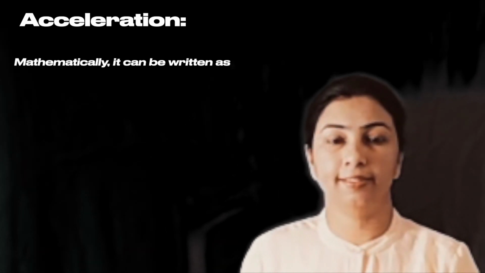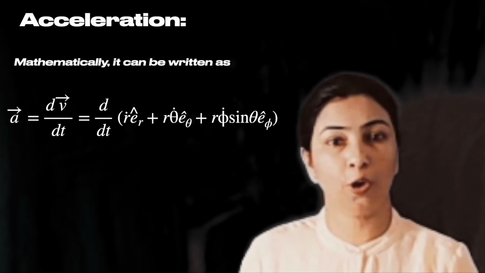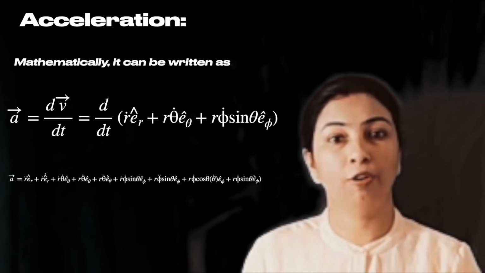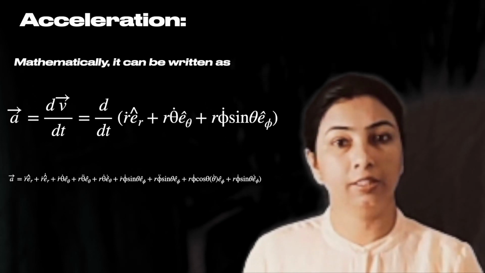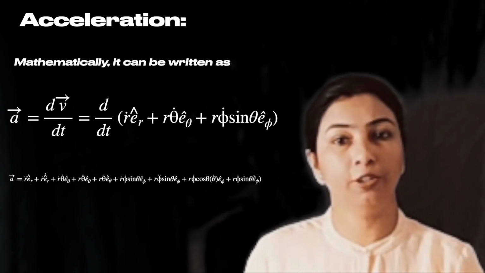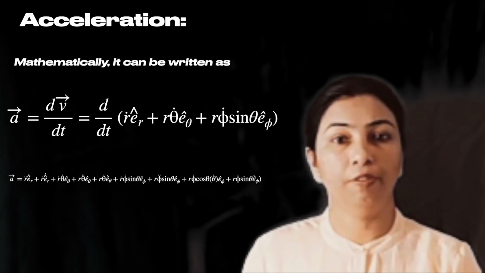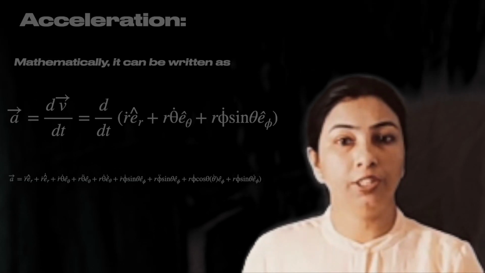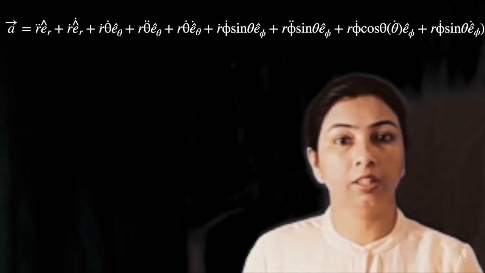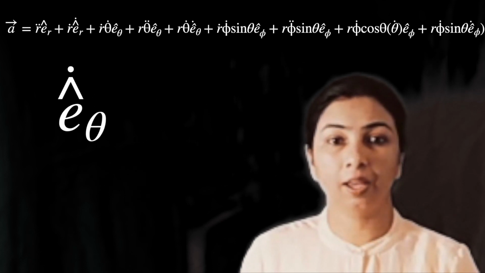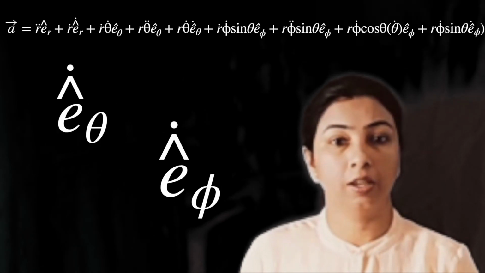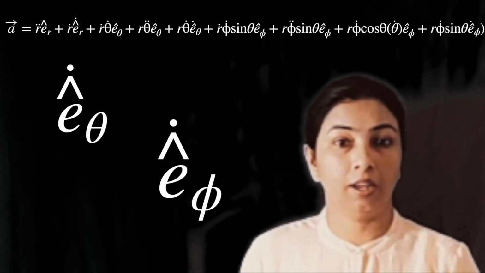Now it's time to calculate the expression for acceleration. Mathematically it can be written as a vector equal to dv vector upon dt, that is d by dt of r dot e_r cap plus r theta dot e_theta cap plus r phi dot sin theta e_phi cap. On differentiating and solving we get two terms, e_theta cap dot and e_phi cap dot.